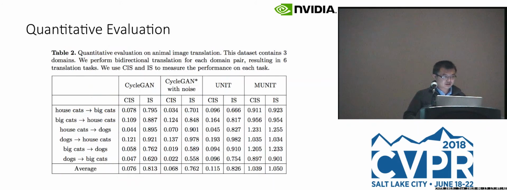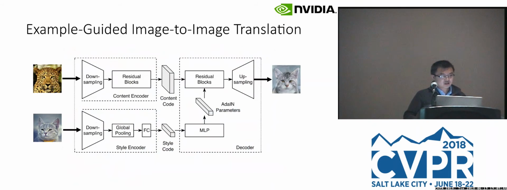I will skip the evaluation for now. There's one more example where with this model we can do example-guided image-to-image translation. So instead of randomly sampling a style code, we can extract the style code from input style images. For example, we want to translate this leopard to a cat, and not just any cat, but a cat with the texture provided by the style image.